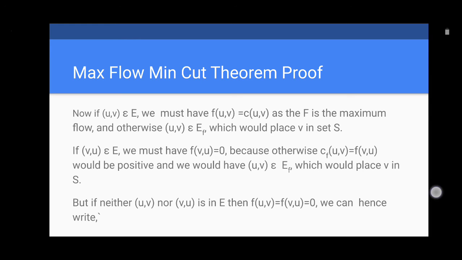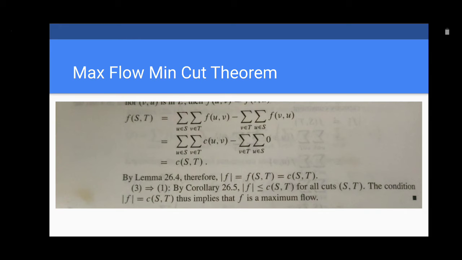Hence, we can write that the first thing is true, that is f of st is equal to the summation of f of uv, where u belongs to S and v belongs to T, minus the summation of f of vu, where v belongs to T and u belongs to S, which according to our previous discussion is 0. Hence we can write it as the summation of f of uv, where u belongs to S and v belongs to T, and according to our first conclusion, that is equal to the capacity of uv, and hence that is equal to the capacity of that cut St.